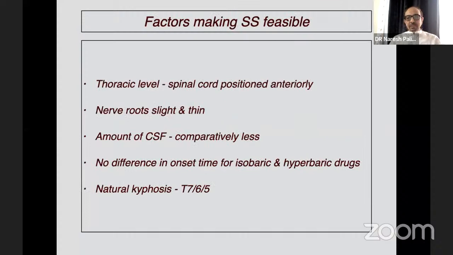There are some factors which make segmental spinal feasible. At thoracic levels, the spinal cord is positioned anteriorly, leaving a significant space between the posterior dura and the spinal cord. The nerve roots are very slight and thin. The amount of CSF is also comparatively less. Both these factors make blocking of the required dermatomes very easy at thoracic levels. And also there is no difference in the onset time for isobaric and hyperbaric drugs at thoracic levels, while isobaric drugs may take a little longer for onset at lumbar levels. There is also natural thoracic kyphosis at T7, T6, T5.